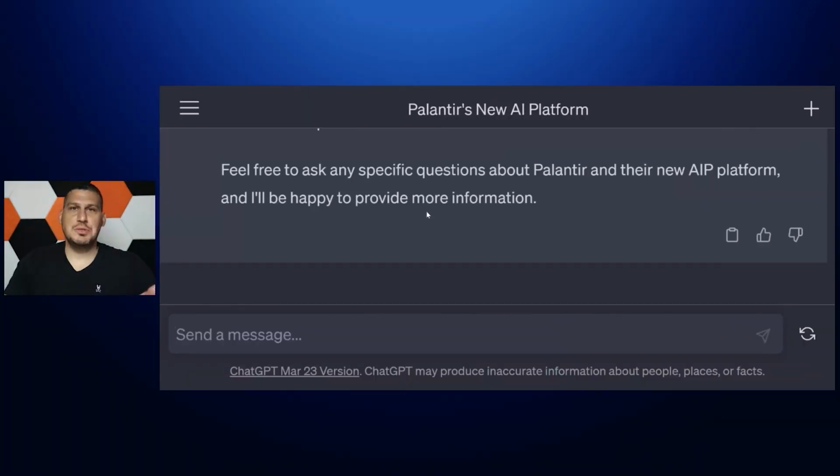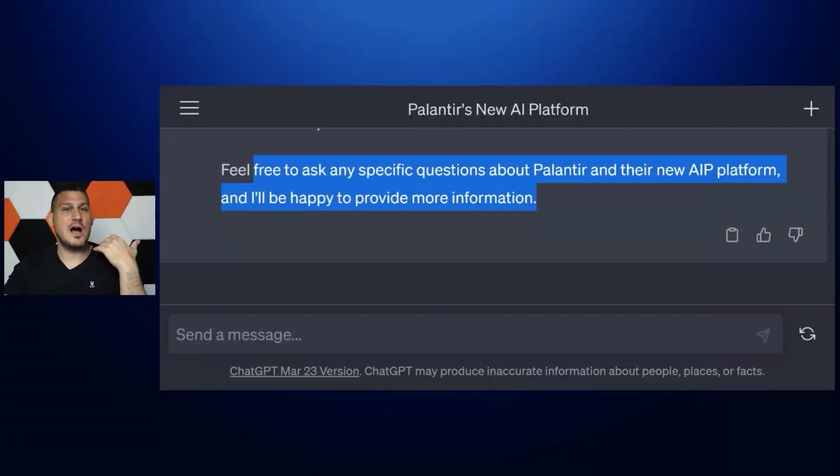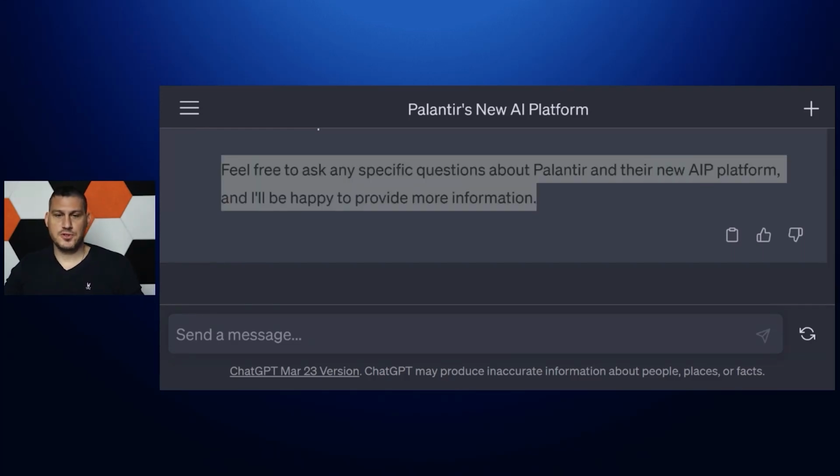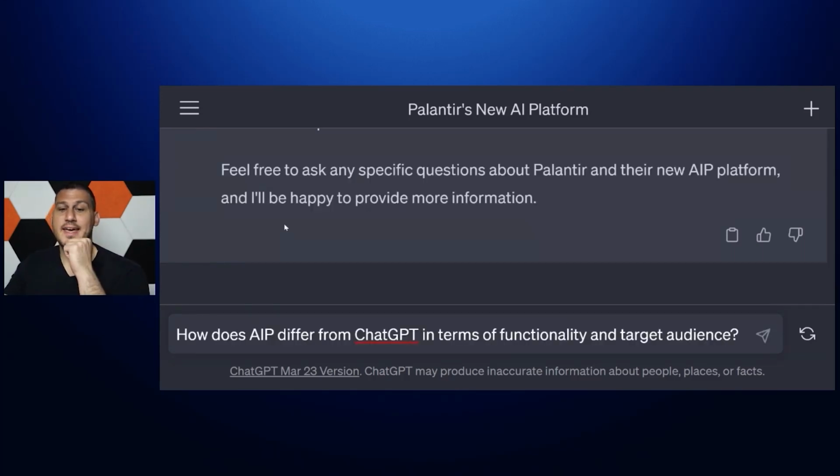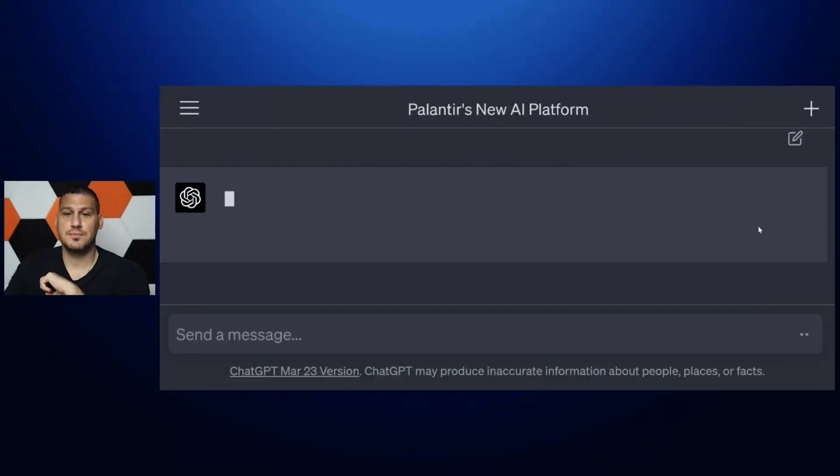All right, so the way ChatGPT works is, and these AI programs, the more information you feed it, the more you treat it like a human, the better it will perform. So now that I gave it all the information that I could find off Palantir's website for the new AIP platform, it inputs it, it now remembers it, and it says, feel free to ask me any questions about Palantir and their new AIP platform, and I'll be happy to provide more information. This is gonna be my first question. How does the AIP differ from ChatGPT in terms of functionality and target audience?